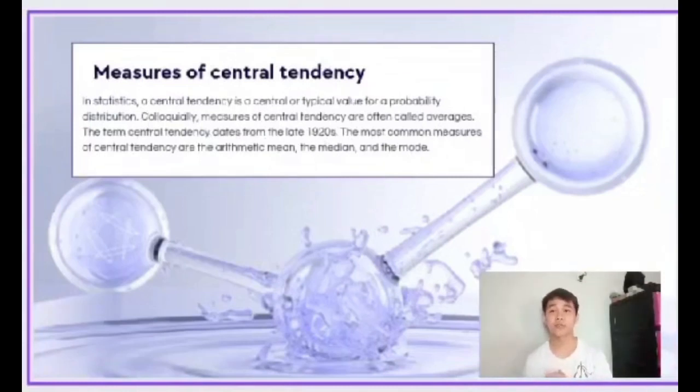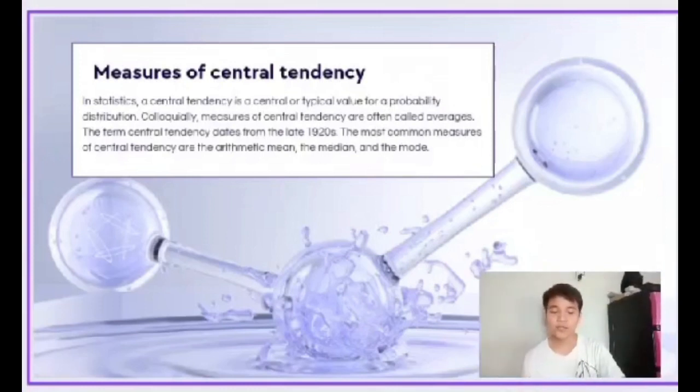I will continue our assigned topic, which is the measures of central tendency. In statistics, a central tendency is a central or typical value for a probability distribution. Colloquially, measures of central tendency are often called averages. The term central tendency dates from the late 1920s. The most common measures of central tendency are the arithmetic mean, the median, and the mode.